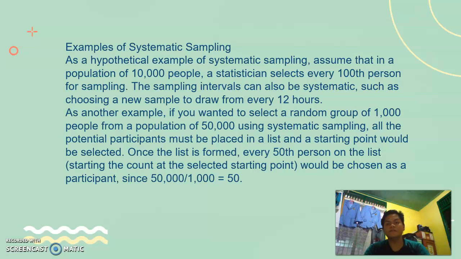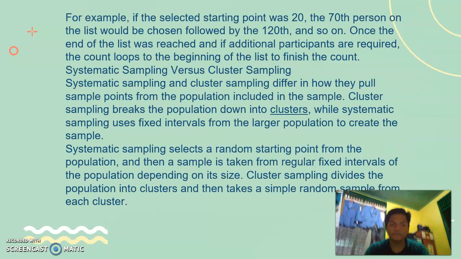The sampling intervals can also be systematic, such as choosing a new sample to draw every 12 hours. As another example, if you want to select a random group of 1,000 people from a population of 50,000 using systematic sampling, all the potential participants must be placed in a list and a starting point will be selected. Once the list is formed, every 50th person on the list, starting the count at the selected starting point, will be chosen as a participant, since 50,000 divided by 1,000 is 50.